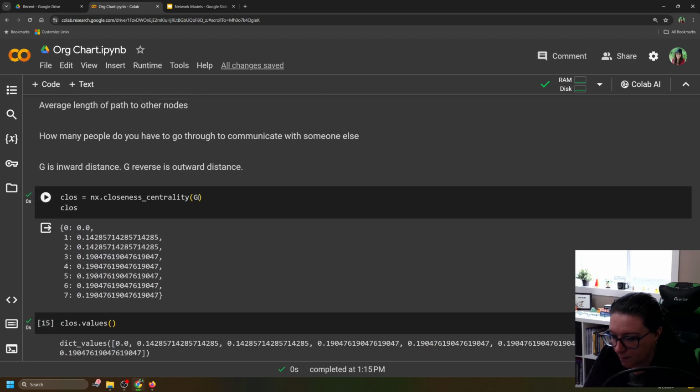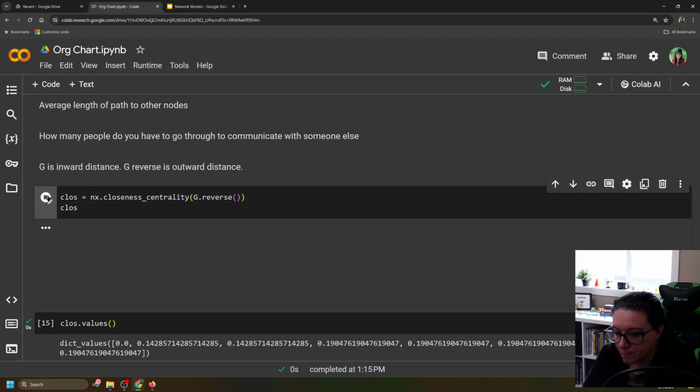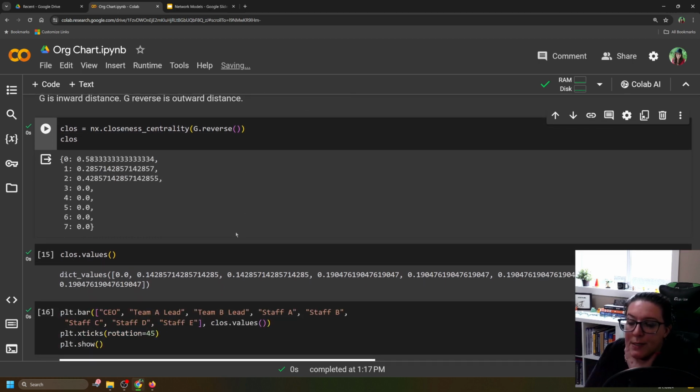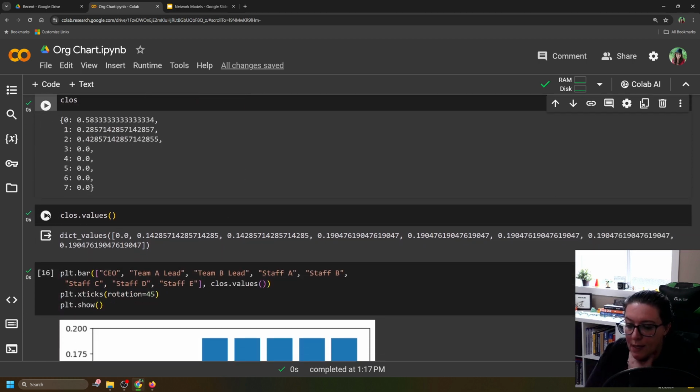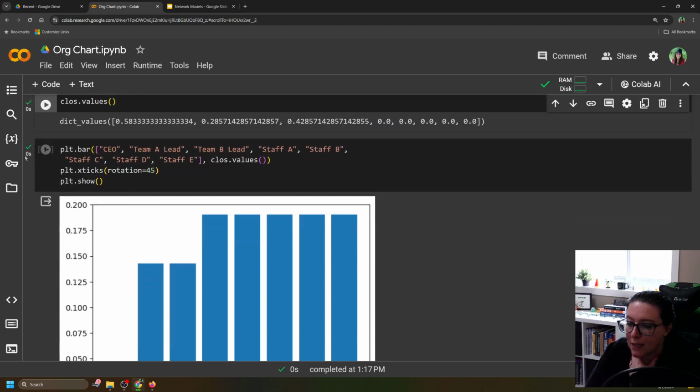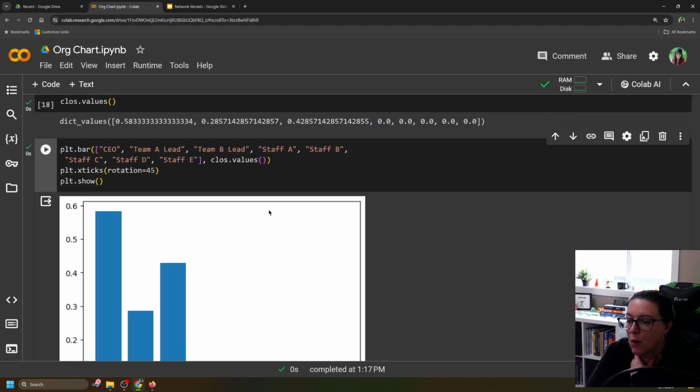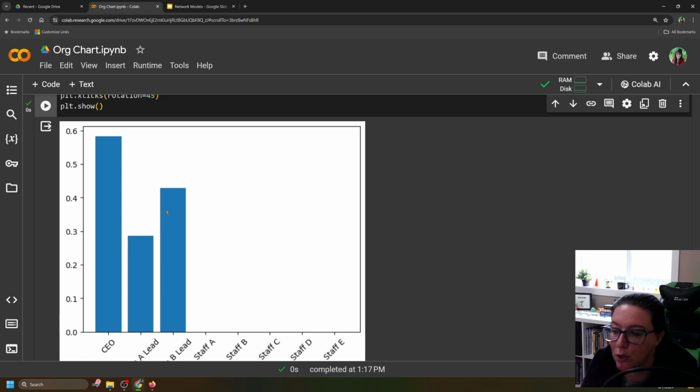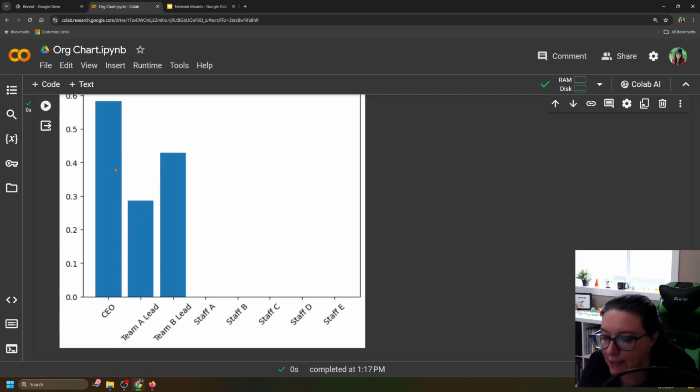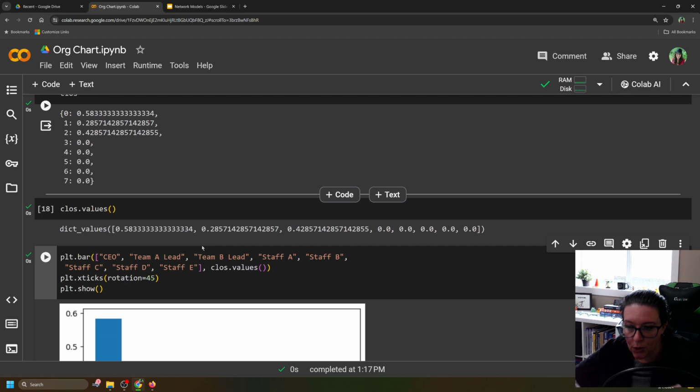Let's go back. You can see when we switch it to G reverse, what it does with our graph is that it then flips it. And so what you have is those who are closest are going to be the CEO and the team leads. And that's because that's the way it should be for this structure. It should be the reverse. We are going outwards as we're going from our node out.